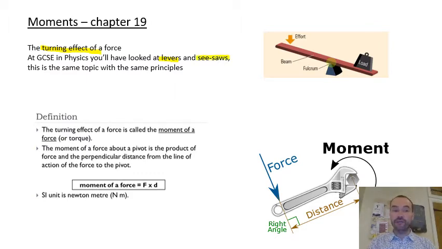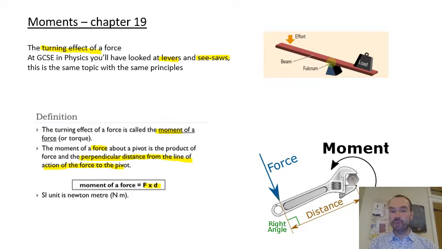The turning effect of a force, the moment of a force, is a product of the force and the distance to the pivot. Or technically, it's the force multiplied by the perpendicular distance from the line of action of the force to the pivot. But all the forces we look at in Year 13 single will be perpendicular to the distance.